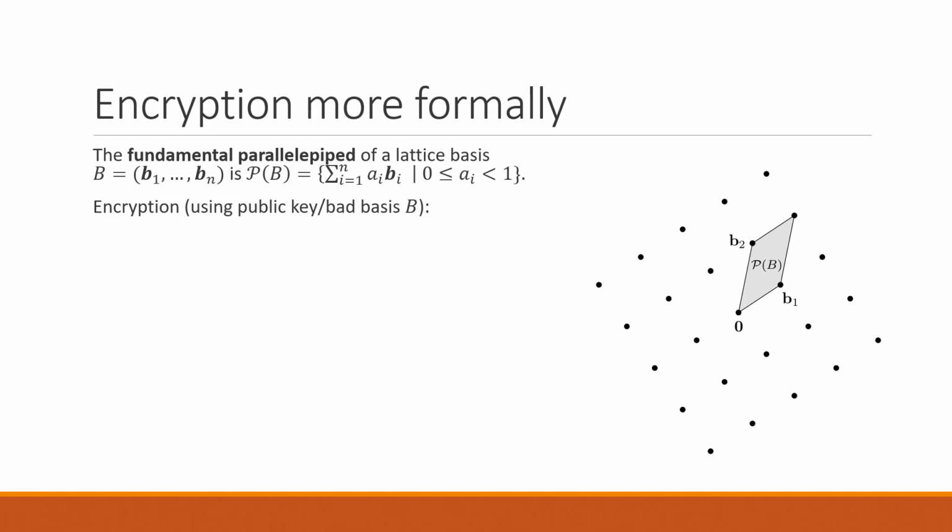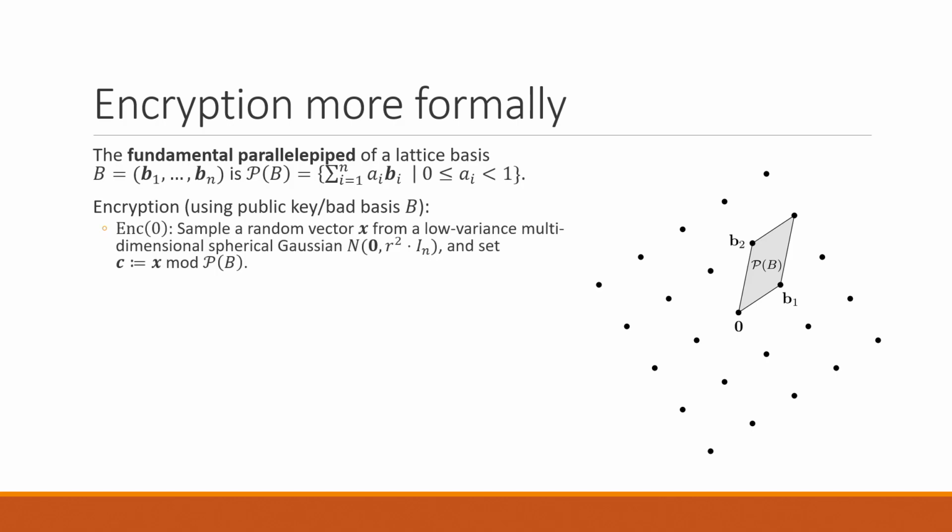Okay, so how does encryption work? And again, this is with respect to the bad basis. If Alicia wants to encrypt a 0, she first samples a Gaussian vector x, like from a low variance spherical Gaussian, and then she takes it modulo the parallelepiped, which means that she shifts her sampled x by lattice vectors until it lands in P of B. There's going to be a unique lattice vector she can shift by to get her sampled x into P of B. And if she wants to encrypt 1, she simply samples a uniformly random vector inside P of B.